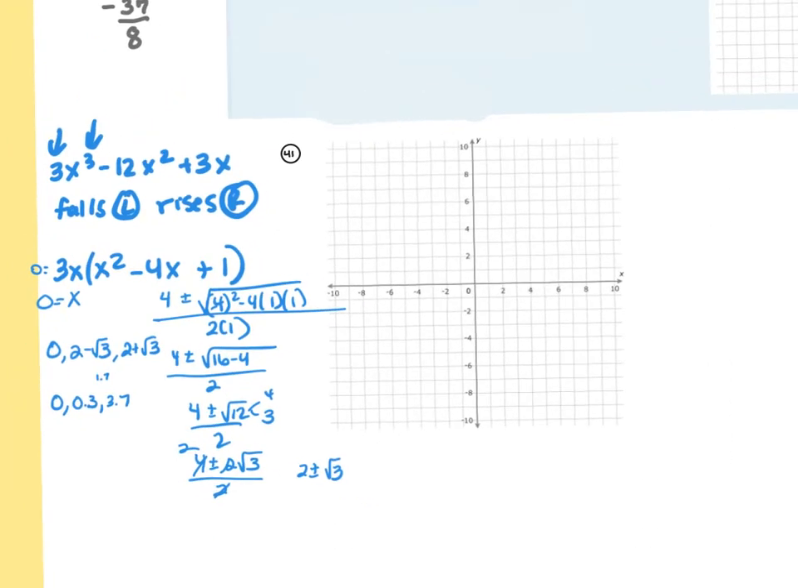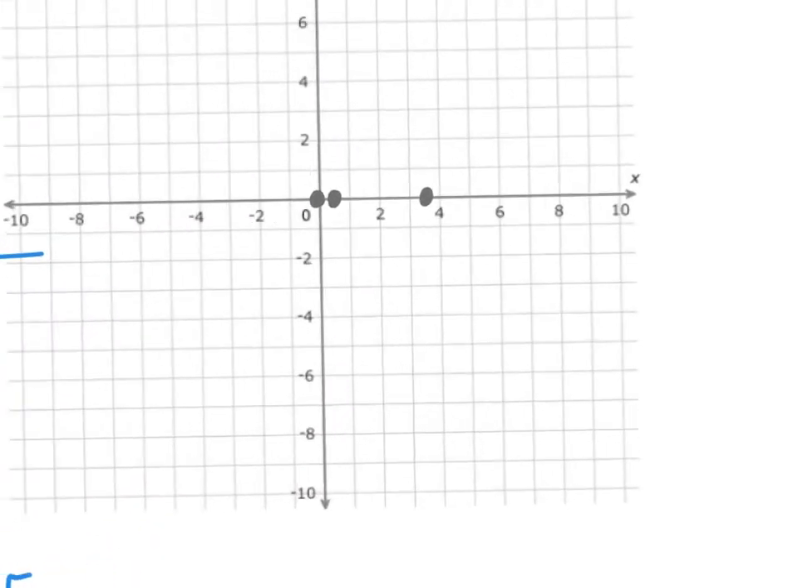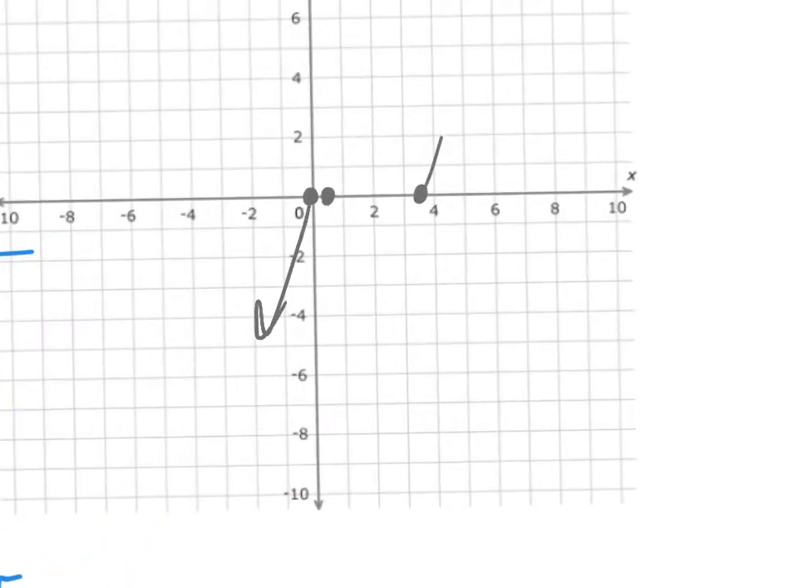Last would be the y-intercept. Plug zeros in, and I get 0, which is consistent with that point. So 0, 0.3, 3.7, falls left, rises right. Multiplicity is all 1, so it's going to cross through.